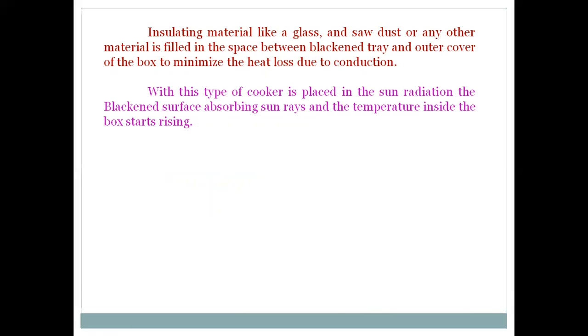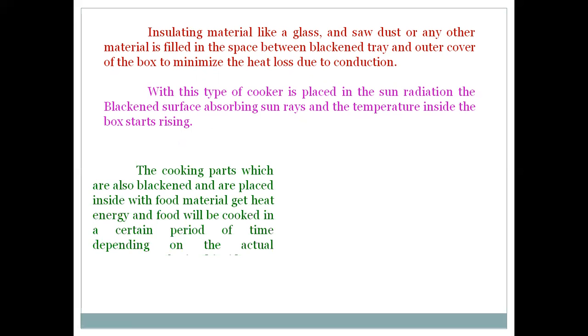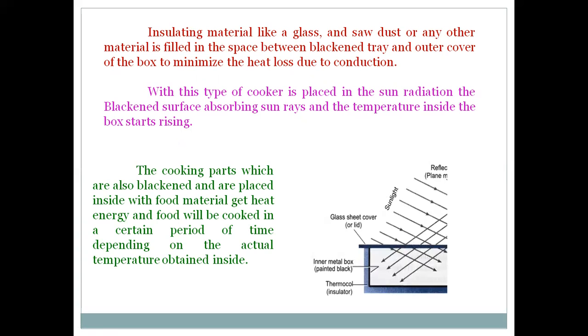When this type of solar cooker is placed in the sun's radiation, the blackened surface absorbs the sun rays, and the temperature inside the box starts rising. At this high temperature, the food cooks. The cooking parts, which are also blackened and placed inside with the food material, get heat energy, and the food will be cooked in a certain period of time, depending on the actual temperature inside.